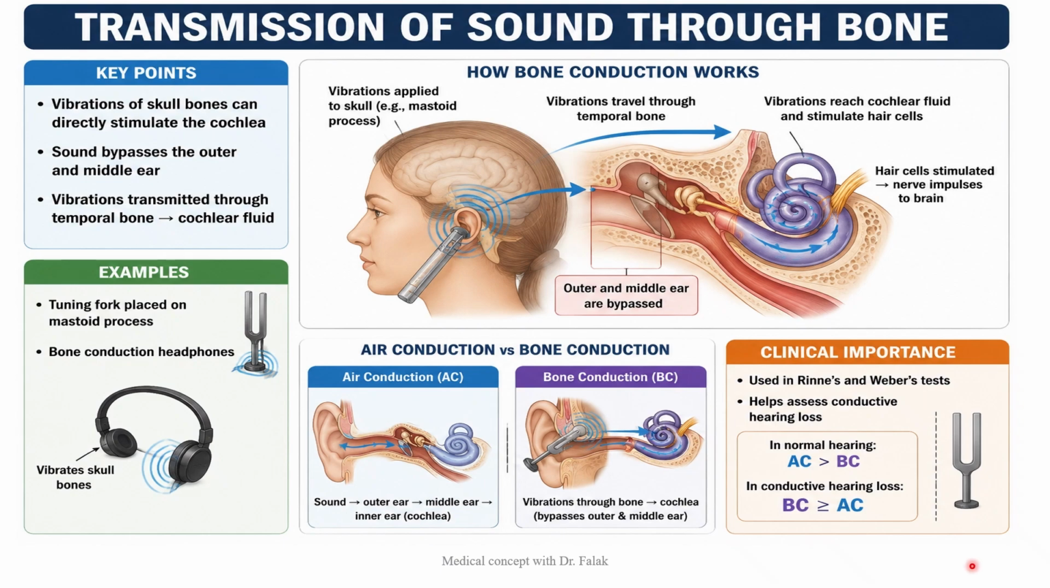In this case, we have two important clinical tests, Rinne's test and Weber's test. In normal hearing, air conduction is usually greater than bone conduction. But if someone is having conductive hearing loss, he will have greater bone conduction as compared to air conduction.